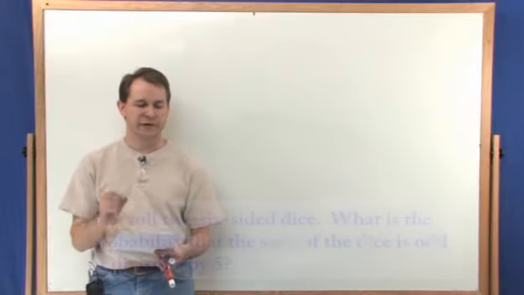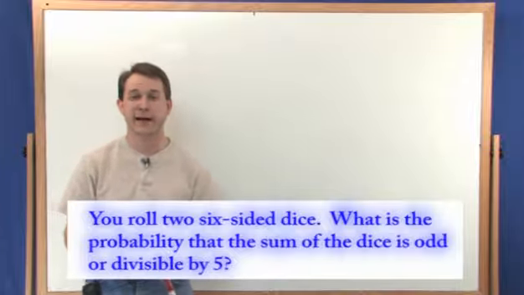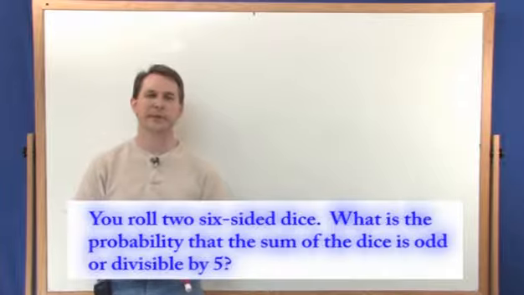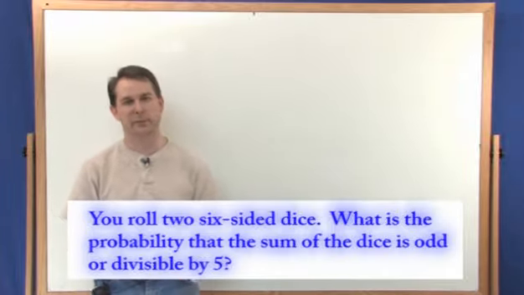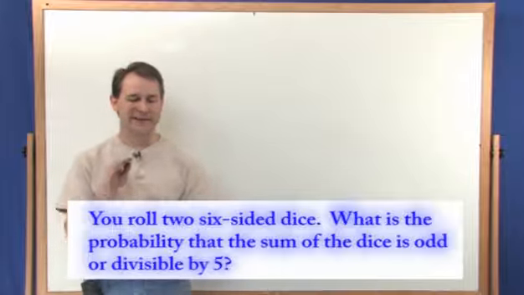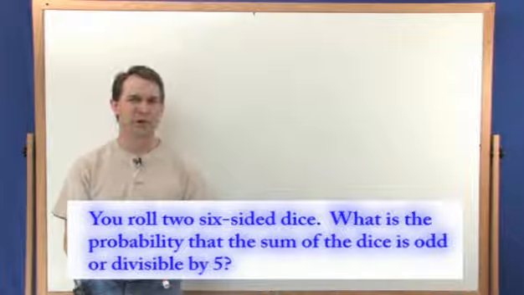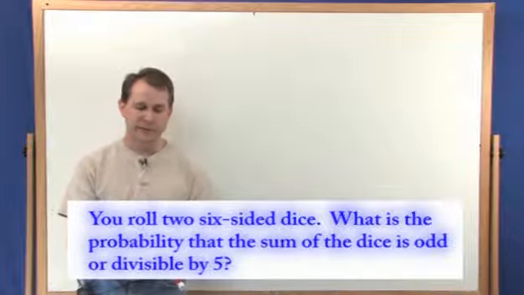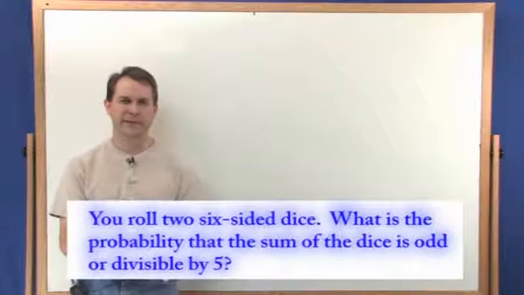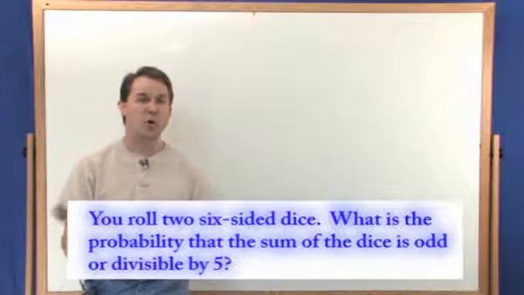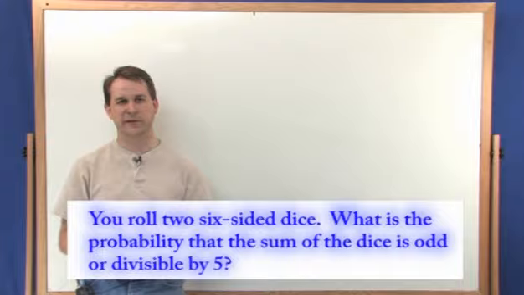Okay, the next problem says you roll 2 6-sided dice, same as before, 2 regular old dice that you're used to playing with. What is the probability that the sum of the dice is odd or divisible by 5? Okay, so it's exactly the same kind of problem as before where we had the 2 dice. But this one's much more complicated because I'm rolling 2 of them and I'm trying to find the probability that the sum of these 2 dice is an odd number or the sum is actually divisible by 5.